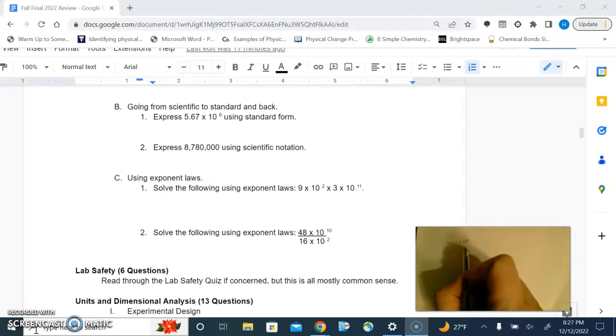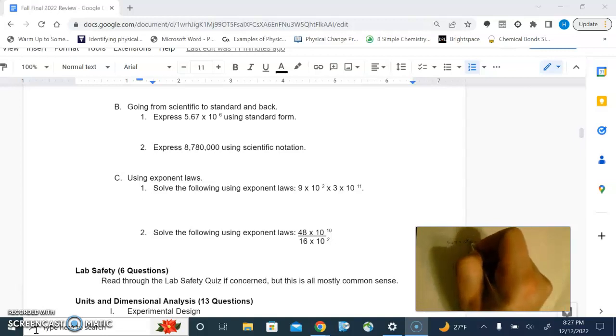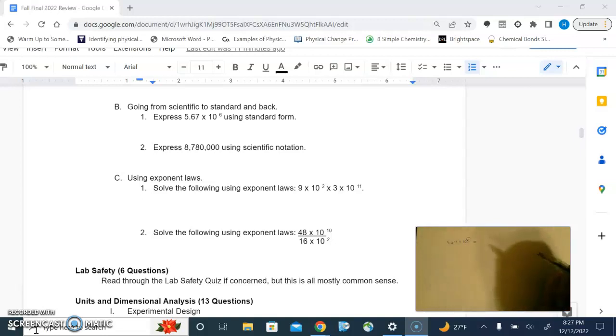So first thing I'm going to do, well, this is positive. That's the first thing: figure out if it's positive or negative, because that's going to tell you whether you're multiplying or dividing. Positive, so I am multiplying by 10 6 times.